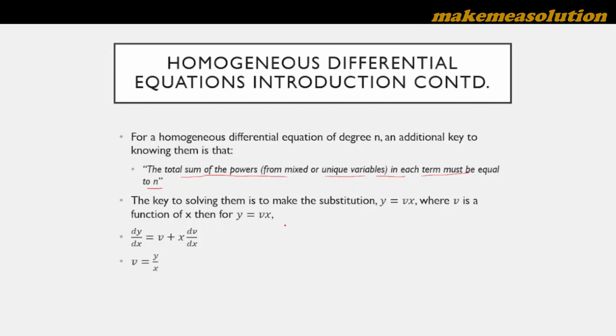The key to solving a homogeneous differential equation is to make the substitution y equal to vx, where v is a function of x. If v is a function of x, y equal to vx, then dy dx should be v plus x dv dx, and v is equal to y over x. So it makes sense. You have y equal to vx. Of course, when you differentiate, since v is a function of x, you have to apply the product rule. Differentiating x, you have 1, then you keep v. And you differentiate v, then you keep x. So you can rearrange to get v plus x dv dx.